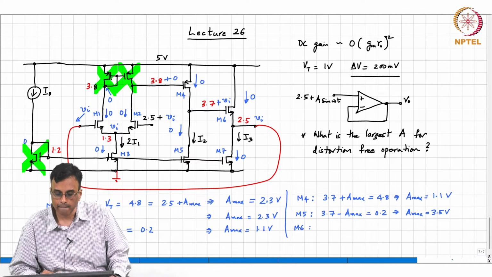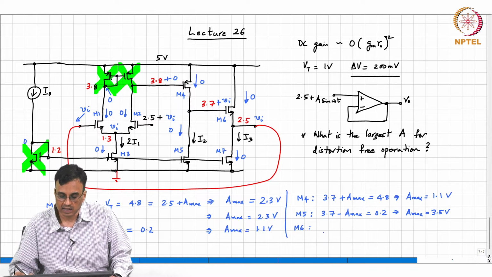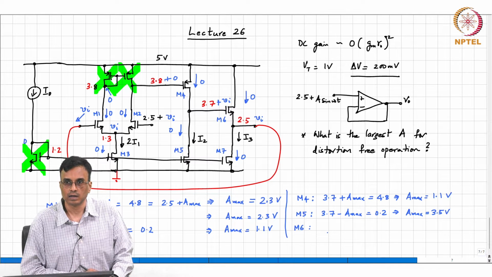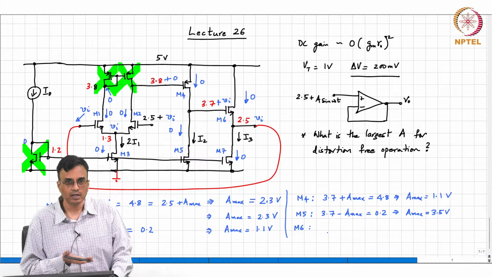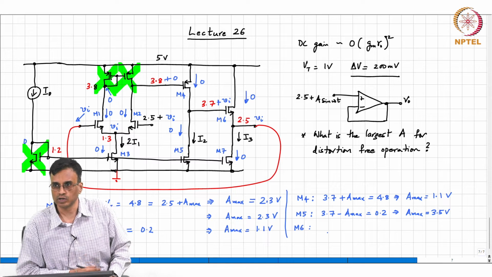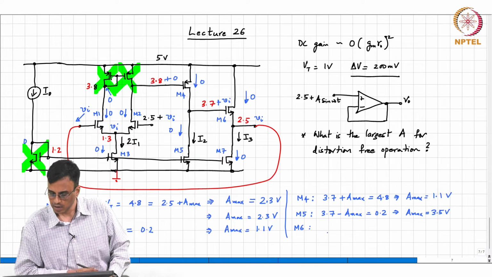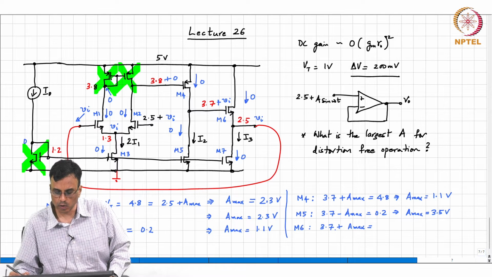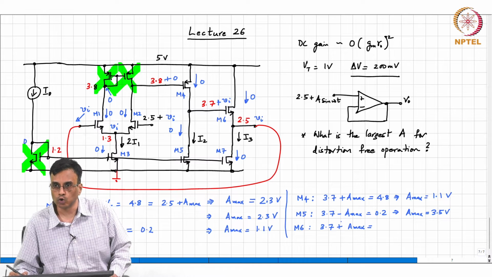M6 is, so, is M6 in trouble in the positive half of the input cycle or the negative half of the input cycle? When A is positive, the gate is going up, whereas the drain is sitting at the same potential. So, the transistor is going closer towards the triode region. So, for M6 it is 3.7 plus A max. What is the highest the gate of M6 can go to before the transistor gets into the triode region?